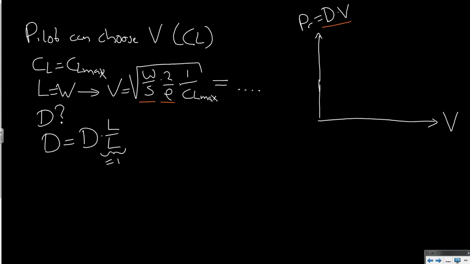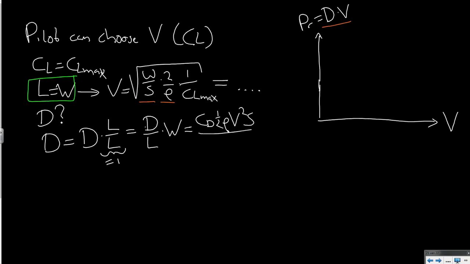because lift divided by lift, of course, will be equal to 1. Now this is a little trick that makes our calculation simpler. And because we already have lift is equal to weight, I can state that this should equal drag divided by lift times the weight. And if we write out this equation, we get CD times a half rho V squared S divided by CL times a half rho V squared S times the weight.